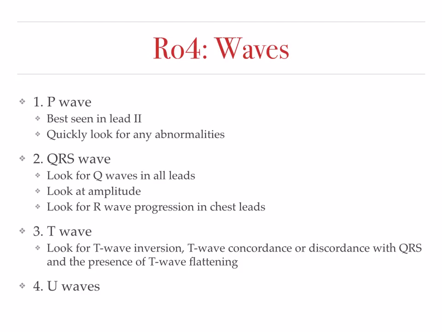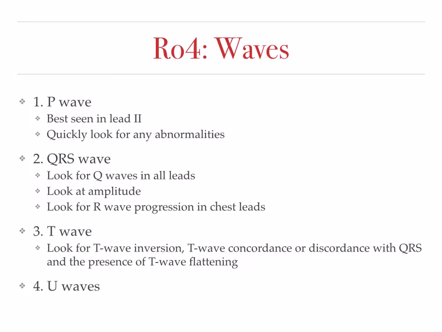The next category in the rule of fours is going to be the waves. Here we have 4 waves that we're going to look at. The first wave we're going to look at is going to be our P wave. This is typically best seen in lead 2. Just look very quickly for any acute abnormalities. Next we have our QRS wave. Look for Q waves in all leads, as this can be a sign of ischemia or prior infarct.